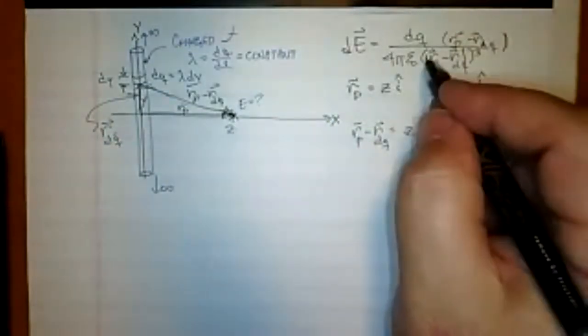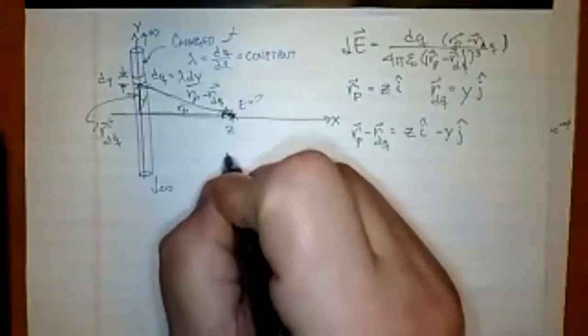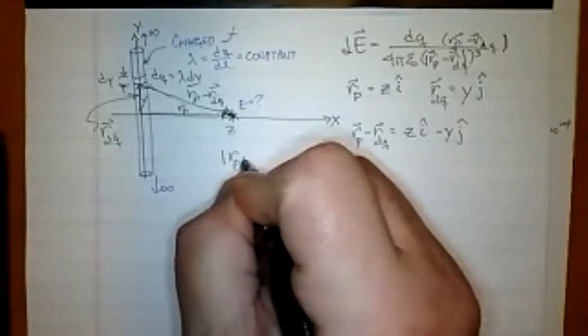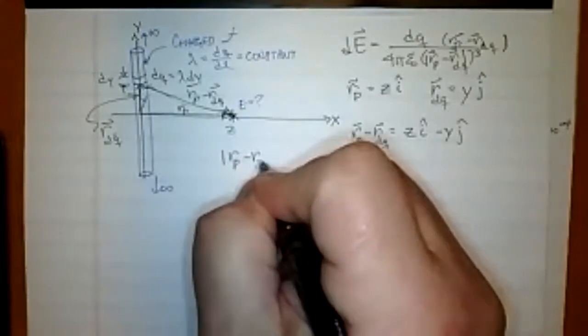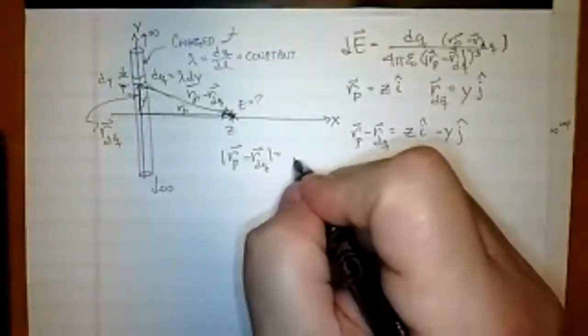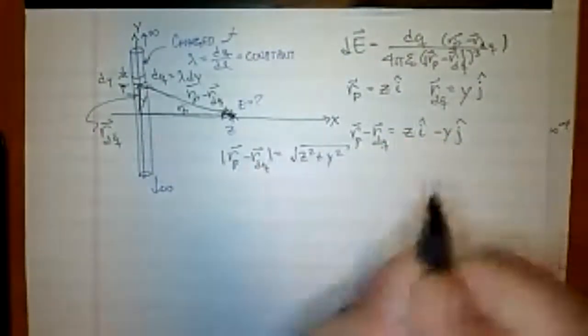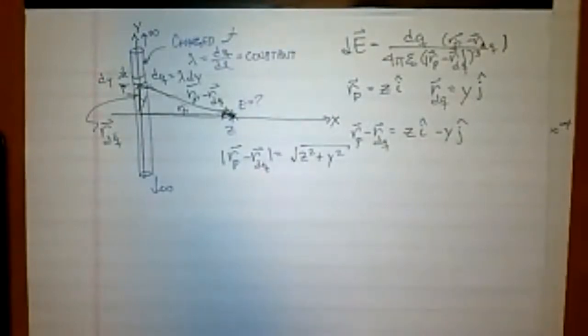Now, we also have in here the magnitude of it that we've got to calculate, but you can probably look at that and tell what it is. But either way, I'm going to do it. RP minus RDQ magnitude is equal to the square root of z squared plus y squared. Does that make sense to everyone? They're perpendicular directions, so the Pythagorean theorem applies.